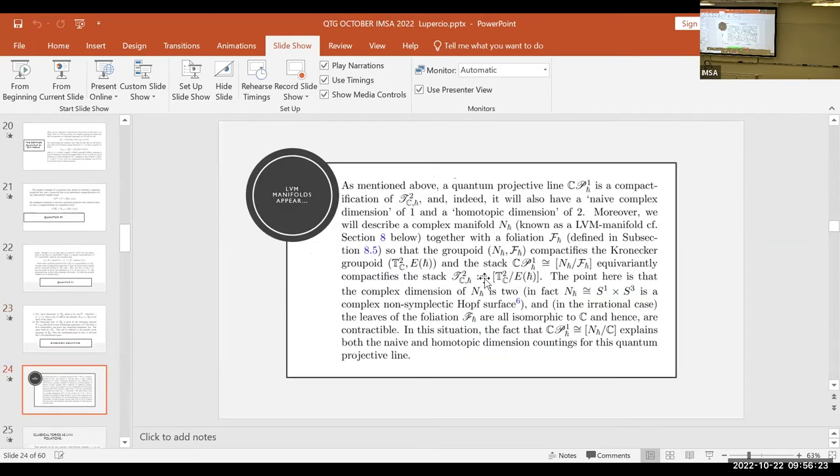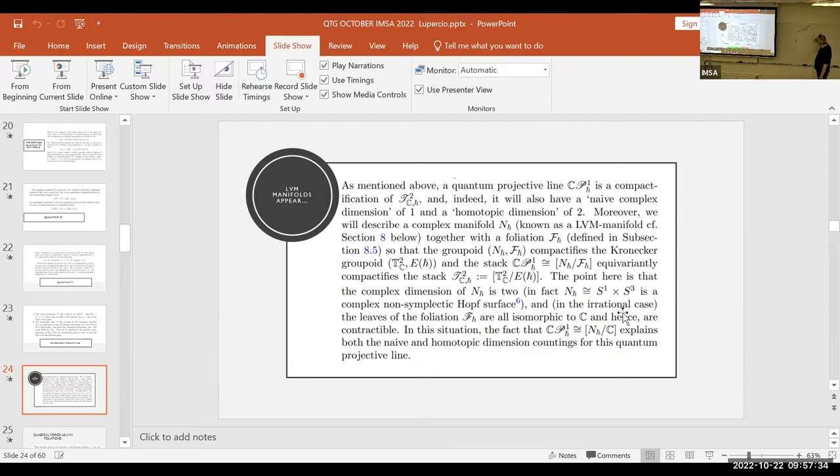But there is a very important construction for us, that of the LVM manifold associated to the quantum torus. If I have a classical toric variety, imagine that it is P1. Then it is a manifold that is compact, a complex manifold, that is non-Kähler, non-symplectic, and has the homotopy type of a two-fold homotopy cover. So in the example, this is the Hopf fibration.